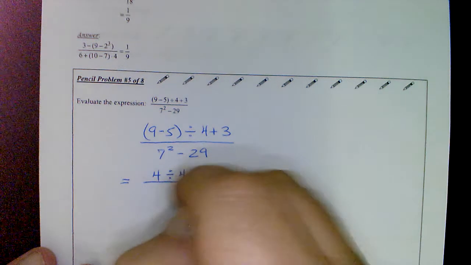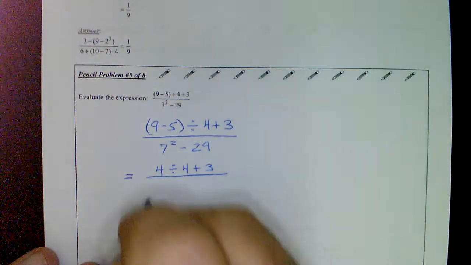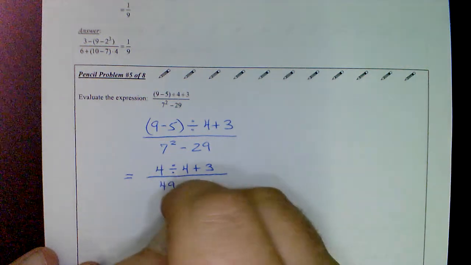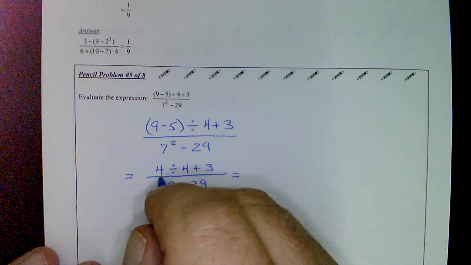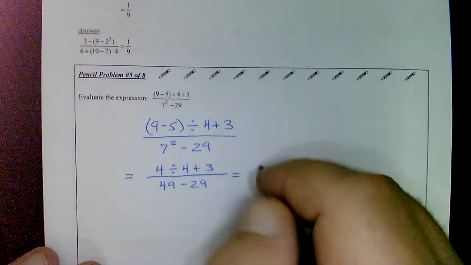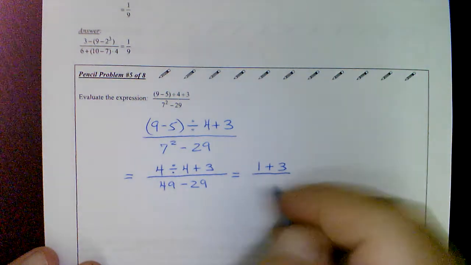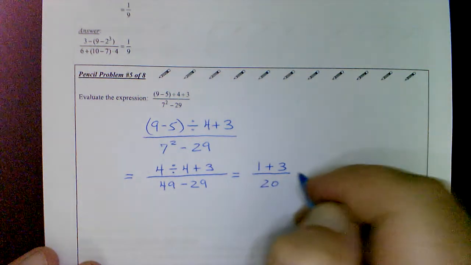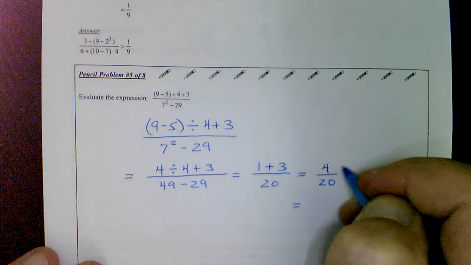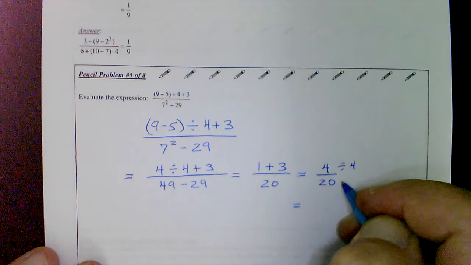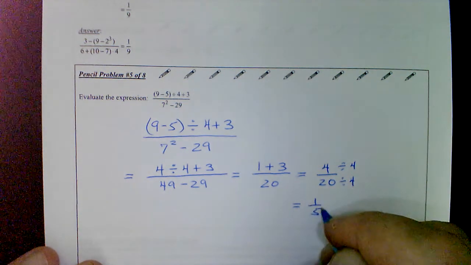First, recopy divided by 4 plus 3. And we could work on the denominator simultaneously. 7 squared is 49, then minus 29. Okay, then in the numerator, division, addition. Division comes first. So 1 plus 3 over 49 minus 29 is 20. 1 plus 3 is 4 over 20, reducing by dividing by 4, the greatest common factor, we get 1/5.